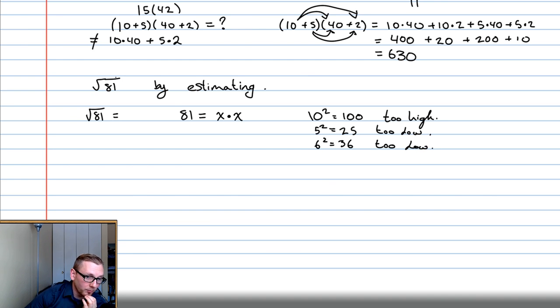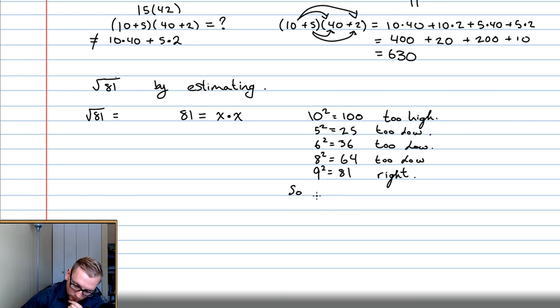We could do a method where we'd go in between. So we'd try the difference between 10 and 6, which would be 8 in between them. So we'd have 8 squared. Well, that's 64. That's too low. So then let's try in between that. 8 and 10 would be 9. So 9 squared is 81. Which is right. So the square root of 81 is 9.